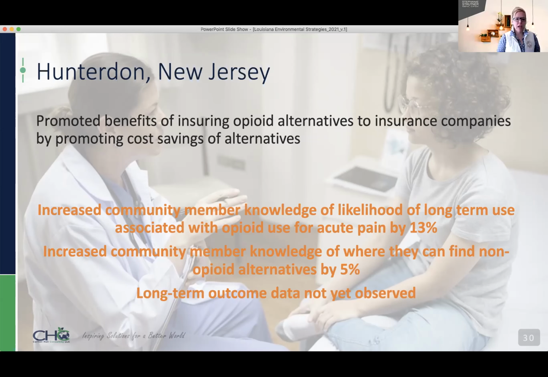Through their project, they increased community member knowledge of the likelihood of long-term use associated with opioid use for acute pain by 13%. They increased community member knowledge of where they can find non-opioid alternatives like chiropractic, physical therapy, massage therapy by 5%. Their long-term data has not yet been observed because they just started this project a year and a half ago. So we're not quite there yet, but their project has been very well taken and is affecting how insurance companies and providers are covering pain treatments.